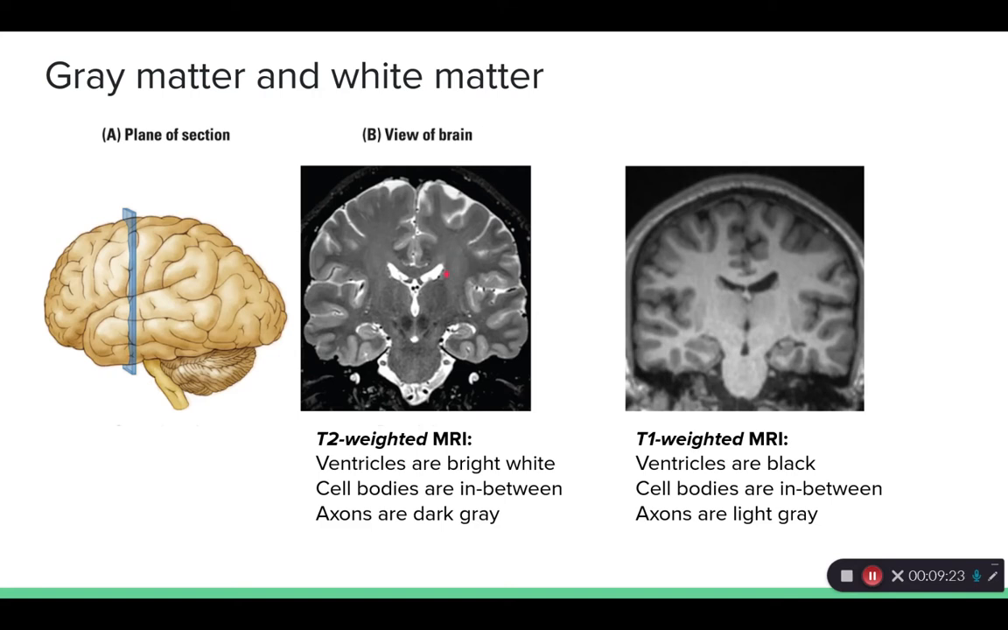So hopefully this will give you a way of, when you're looking at an MRI, figuring out whether it's T2 or T1. And then once you've figured out whether it's T2 or T1, you can then begin to look at it and try to understand what you're seeing. Where's the gray matter? Where's the white matter?